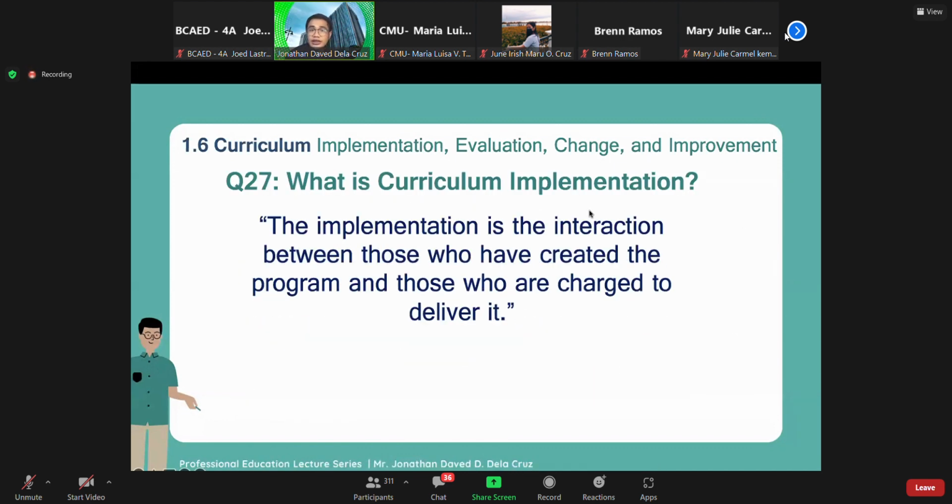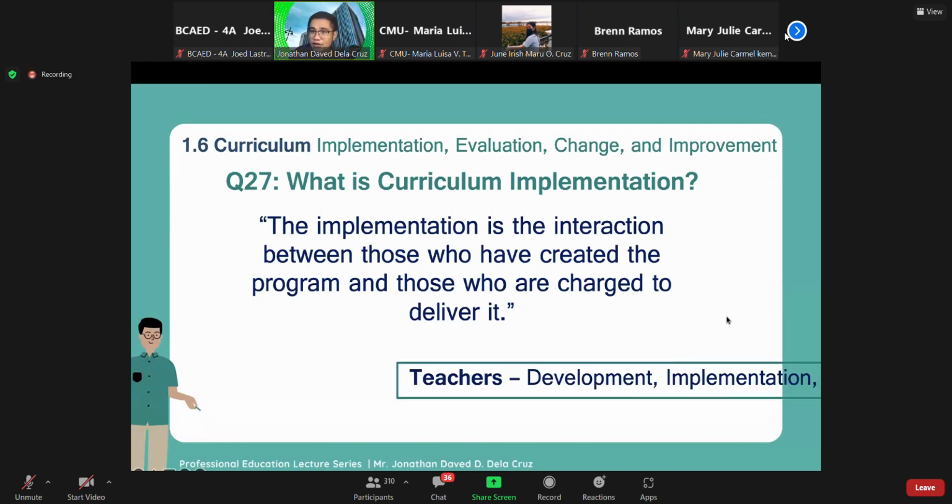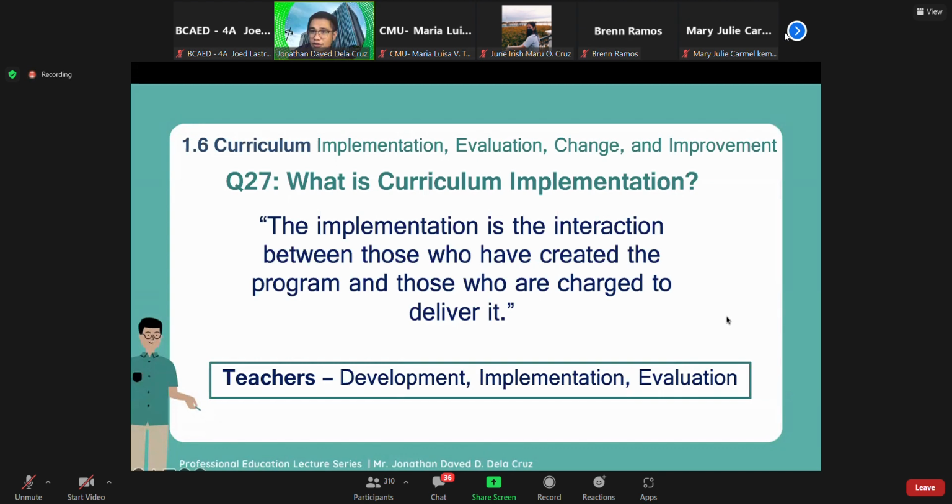So, what is curriculum implementation? Simply, the implementation is the interaction between those who have created the program and those who are charged to deliver it. Again, question, who are charged to deliver the curriculum? These are the teachers, di ba? Teachers are charged to deliver the curriculum or the content to the learners. Now, during this implementation, ano yung mga dapat nating tandaan? No? So again, teachers are meant to develop, implement, and evaluate curriculum.